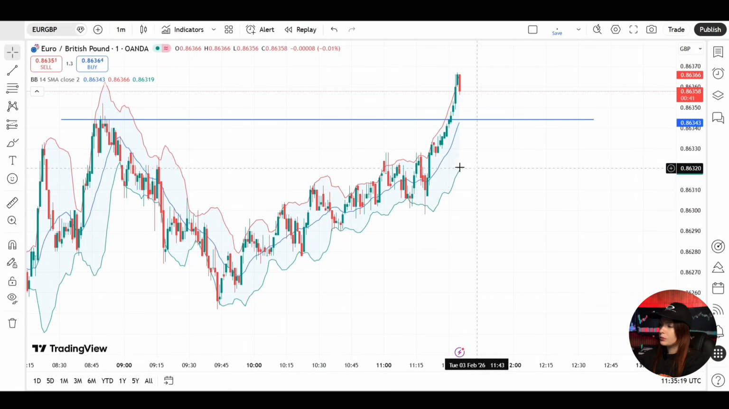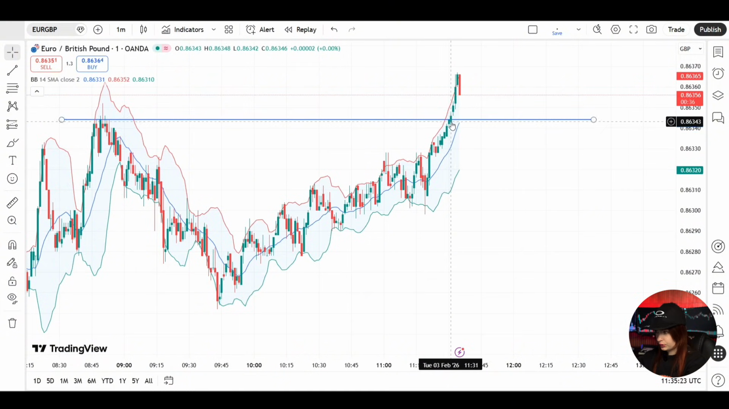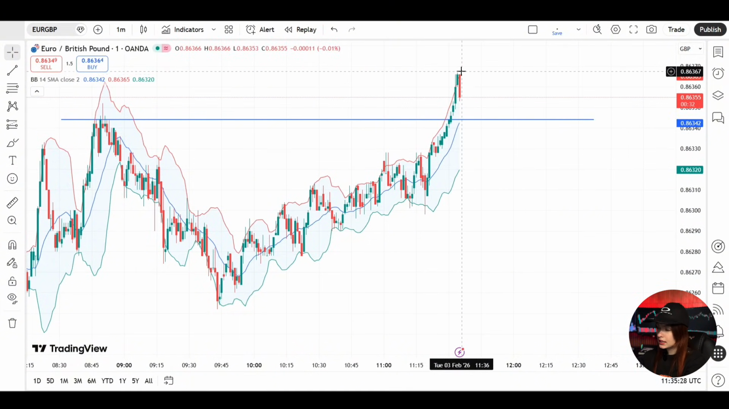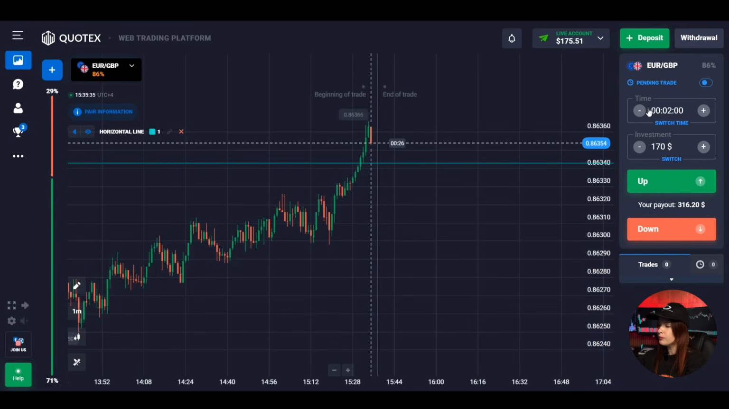Guys, here we see that the price has reached the resistance level, and there has also been a breakout of this level. At the same time, we see that the price has exceeded the upper limit of our indicator, and just from this zone, the reaction has already begun. A red candle has begun to form.